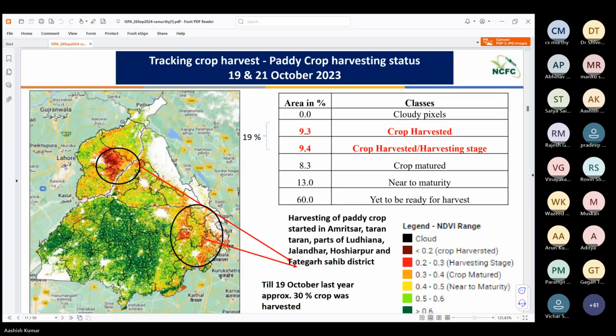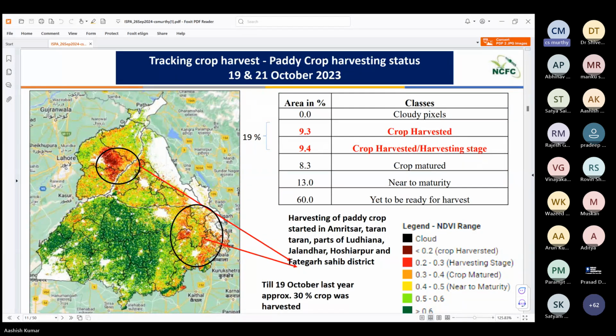So since we are having 10 meter data with a 5 day frequency, now we are tracking the harvest patterns of the crop. You can see the harvest pattern of paddy in Punjab. From time to time, every 5 days, we can track and find out how much area is harvested, how much area is ready for harvest and going to be harvested shortly, and what is the area which is not yet ready, which takes time.